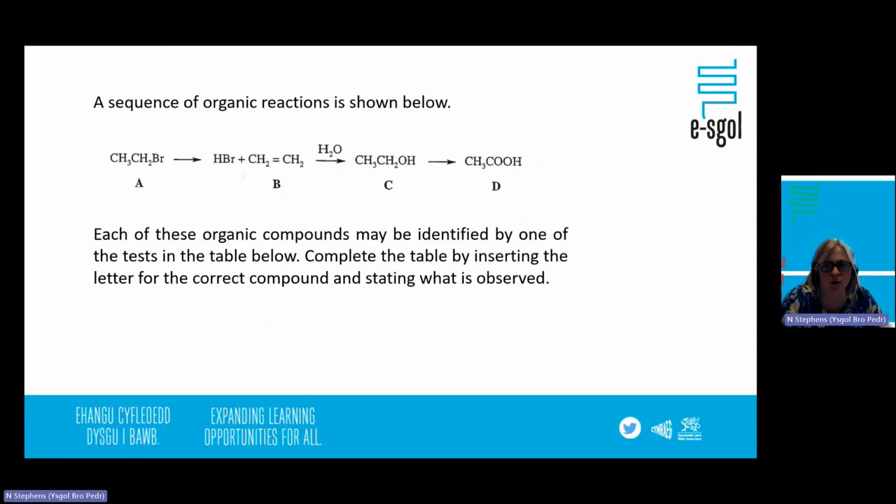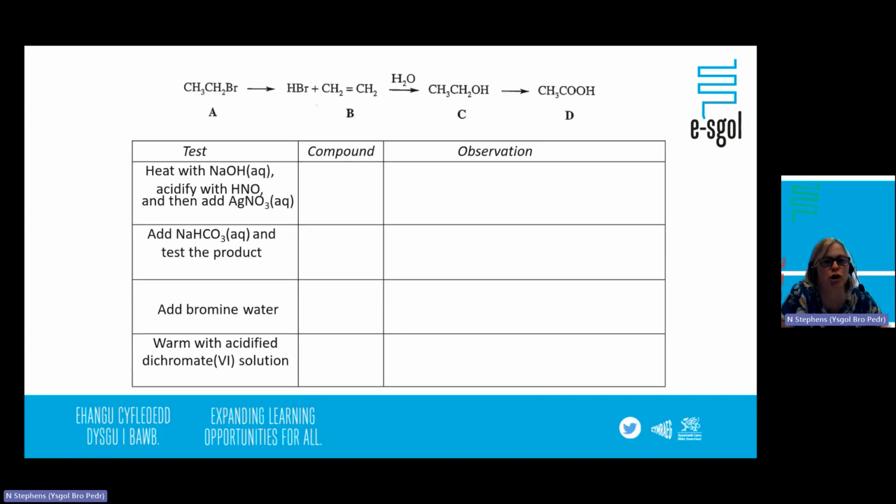Okay, so it says there, the next question, you've got a sequence of organic reactions that's shown below. You've got A, B, C, and D. And then they're asking you for each of those organic compounds that can be identified using certain tests, which one will give a positive and what will that positive observation look like. As you can see there, A, B, C, and D each of them will be identified with one of those 4 tests. You need to identify A, B, C, D according to the positive test and what that positive test would be.